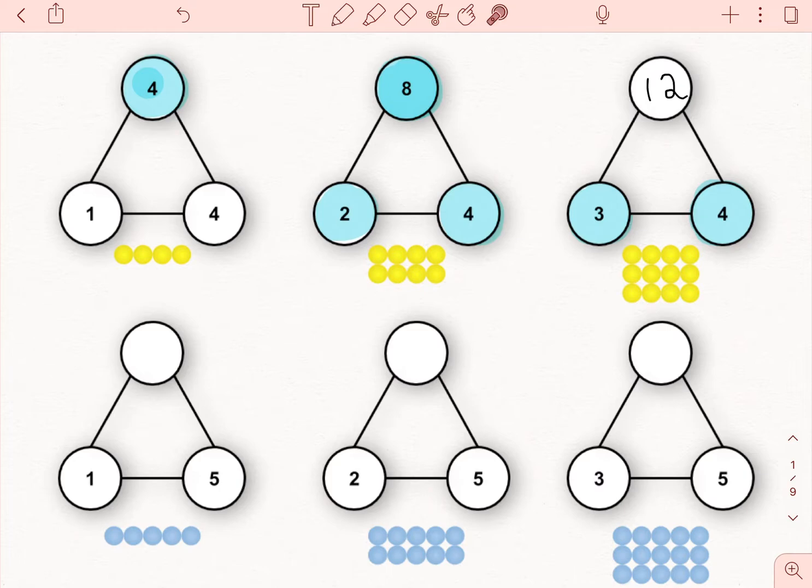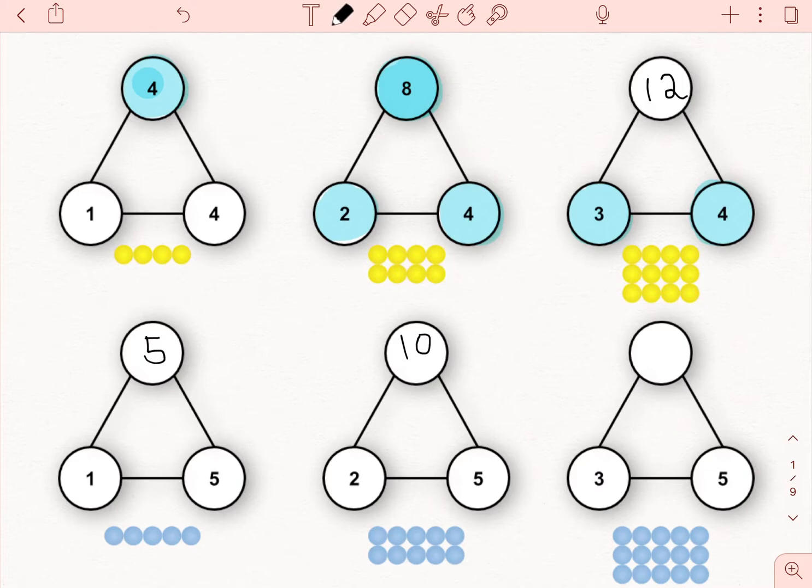So down here, I see that I have 1 5 bead. And I know that 1 times 5 is 5. 5 is a multiple of 1 and 5. How about this example? Here I have 2 5s. I can say that, let's see here, 5, 10. 10 is a multiple of 2 and 5.